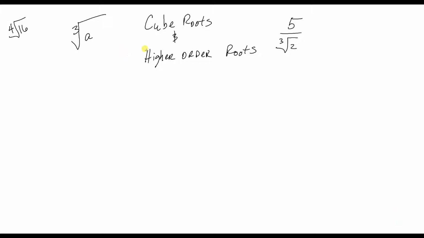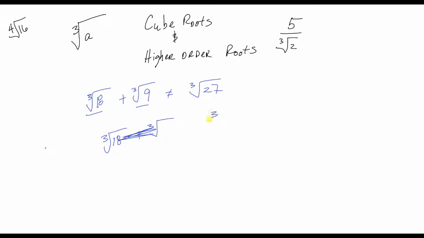So for example, let's say that we wanted to talk about the cube root of 8 plus, let's do 18 plus the cube root of 9. These two things, they're not the same. They don't equal the cube root of 27. However, the cube root of 18 plus 9, well, that would be the cube root of 27. And the cube root of 27 is just 3.